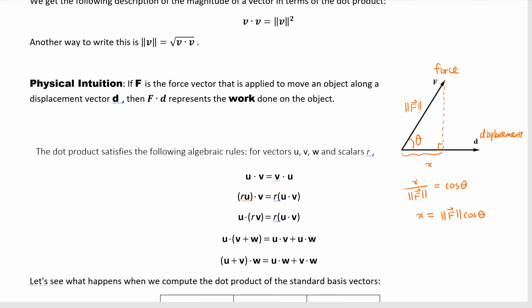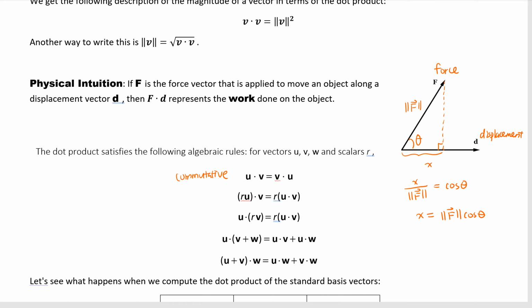Next, the dot product satisfies the following algebraic rules. For vectors u, v, w, and scalar r, we have u dot v equals v dot u. Okay, so this is the commutative law. So the dot product is commutative.